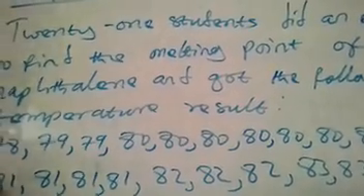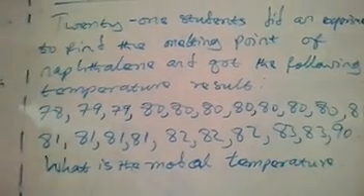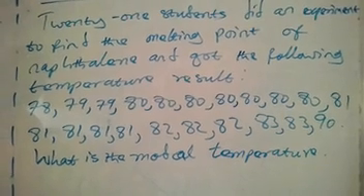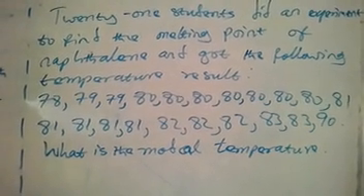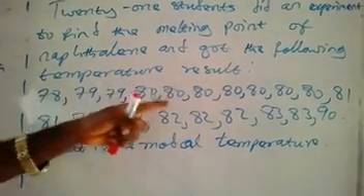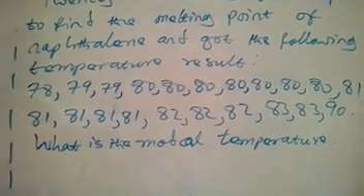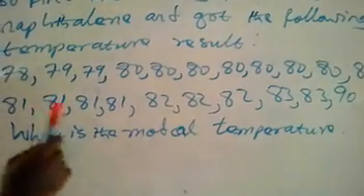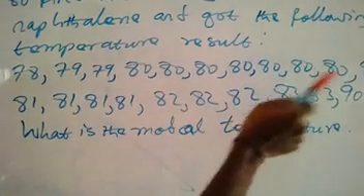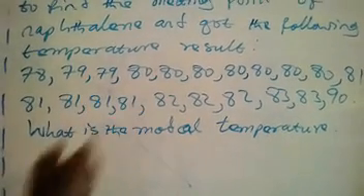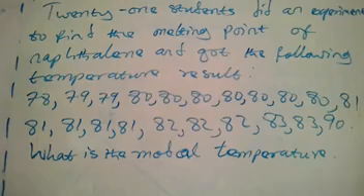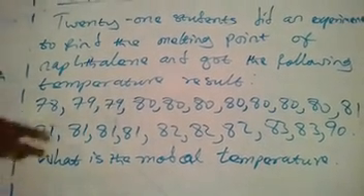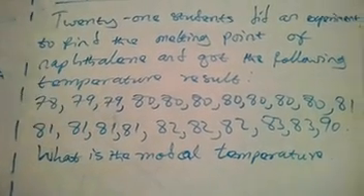Under mode. 21 students did an experiment to find the melting point of naphthalene and got the following temperature results. These are the temperature results of 21 students. I hope they are complete. 1, 2, 3, 4, 5, 6, 7, 8, 9, 10, 11, 12, 13, 14, 15, 16, 17, 18, 19, 20, 21. What is the modal temperature? Now, how do we do this? It is easier to compute this in a table since we have so many data here. You might count and lose count.